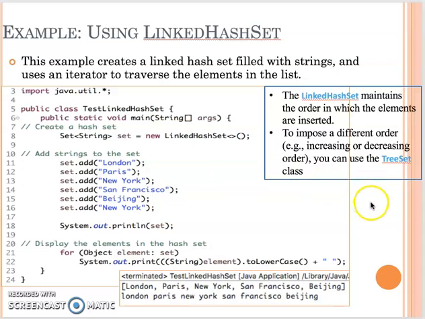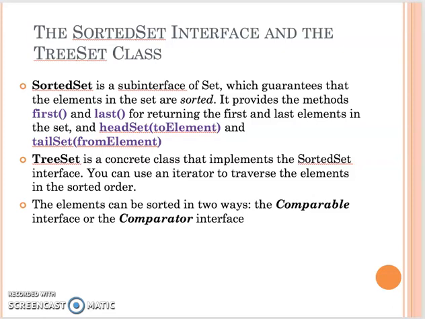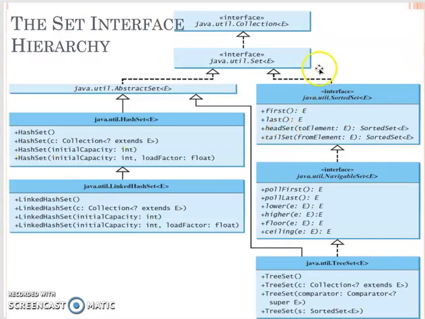Now if you don't want to maintain the insertion order and you want a different order, for example ascending order or descending order, then we need to use another set called TreeSet. So we continue to look at the TreeSet. We come back to the set interface hierarchy we had earlier. We finished the hash set and the linked hash set, so now we come to the right-hand side, where we have the TreeSet.